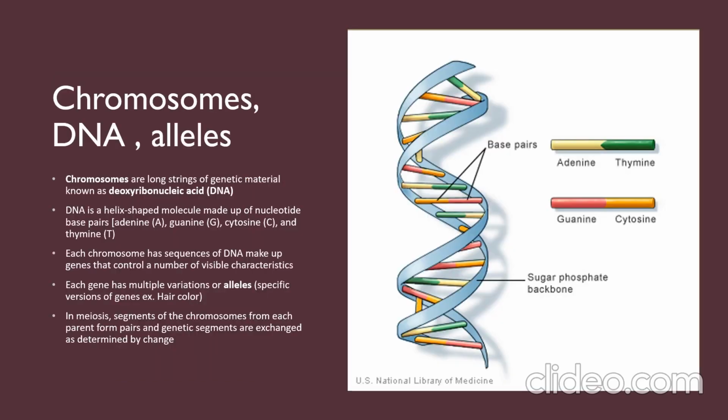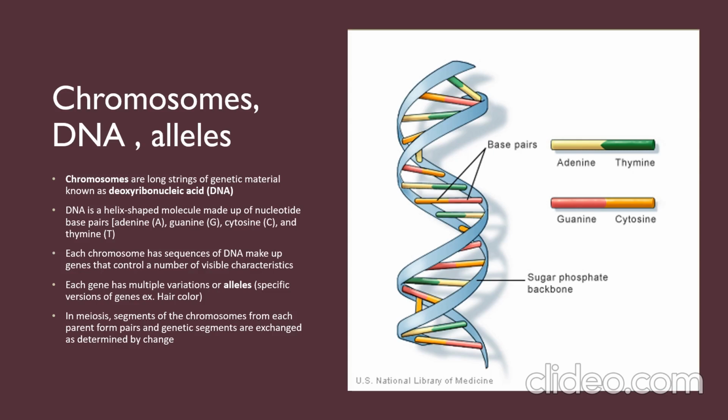So we have the sperm, we have the ova, and then we have the zygote, no? We have a fertilized egg. What's in those fertilized eggs? No, yung mga cells na coming from the sperm and the ova. So we have the chromosomes, the DNA, and the alleles. So we have chromosomes. These are the long strings of genetic material known as DNA, no? Deoxyribonucleic acid. So DNA is a helix-shaped molecule made up of nucleotide-based pairs.